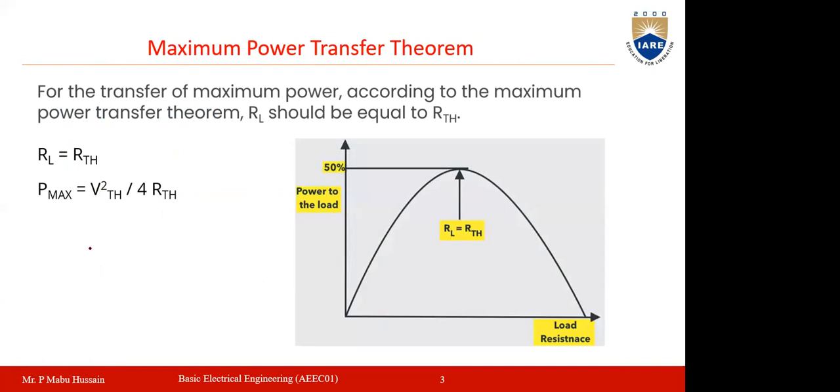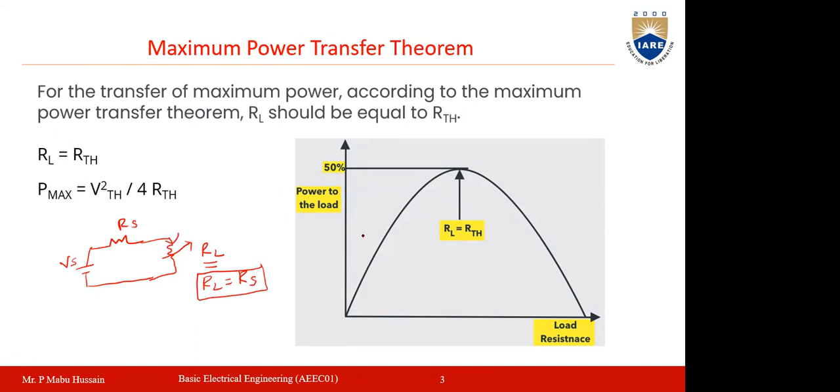So if you have a network like this, one voltage source VS which has a source resistance RS, and here you have the load resistance. This load resistance is a variable resistance. Now, while changing this RL, if RL becomes equal to the source resistance RS, then you can say that maximum power will be delivered to the load.